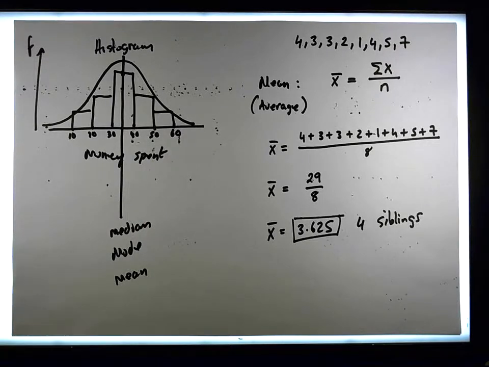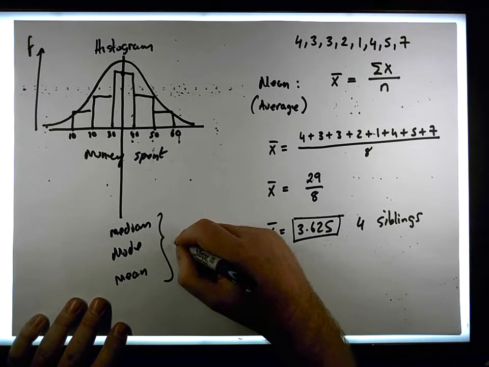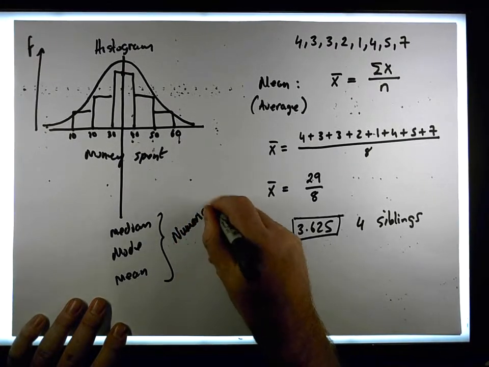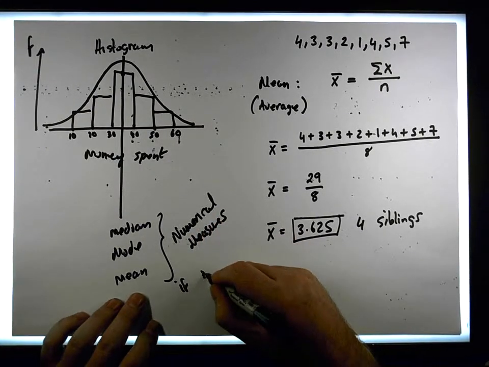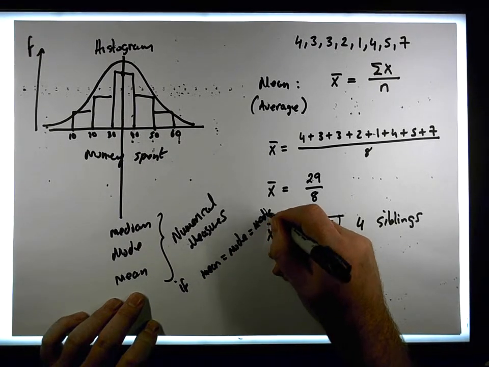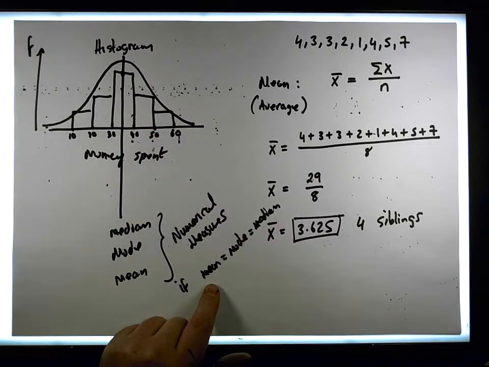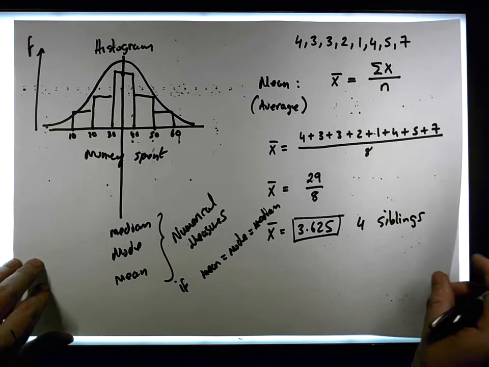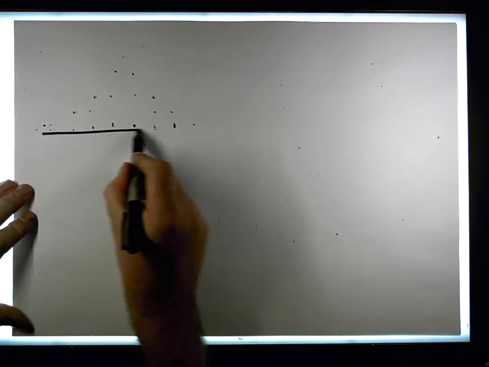Okay. So what we now know is that when we look at our numerical measures, if the mean equals the mode equals the median, well, just from a numbers perspective, we then know that the distribution is symmetrical. Right? Now, let's see what happens when we introduce some outliers. Right? So when we introduce some outliers, okay, so this time I'm going to draw my graph.